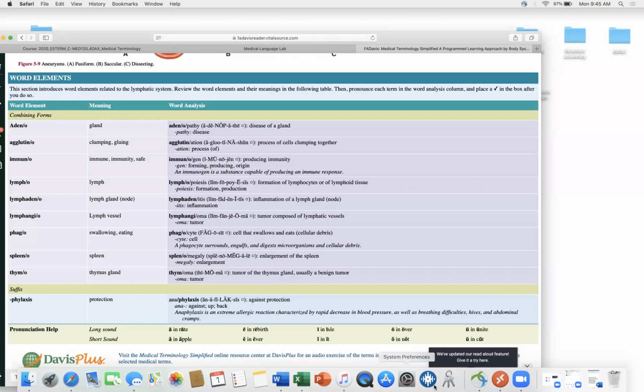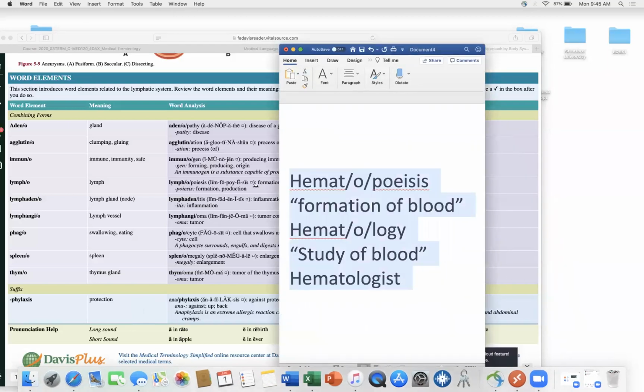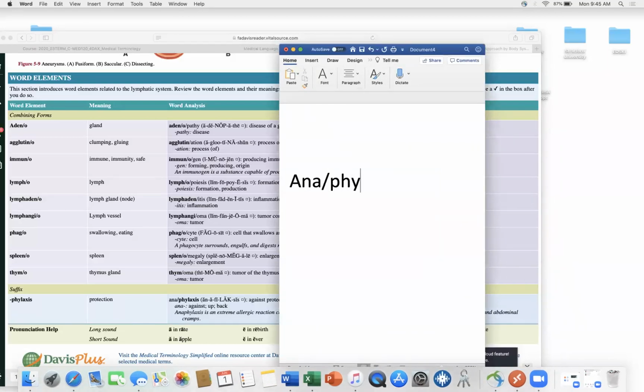Phylaxis means protection. So if we look at the word anaphylaxis, it means protection against parts of your body. Now, what anaphylaxis is, is an extreme allergic reaction or an extreme immunologic response to a minor stimulus.